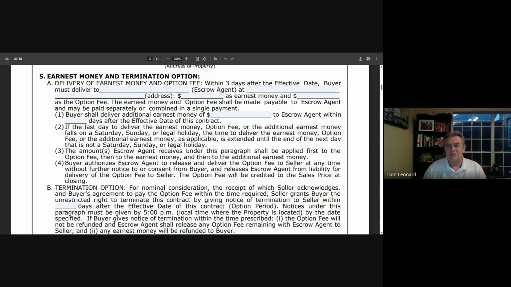Number 1 there talks about if we have any additional earnest money. We don't normally have that kind of scenario where there is an additional amount of earnest money that's going to be paid on top of the initial amount. Usually the initial amount is going to be the full amount.